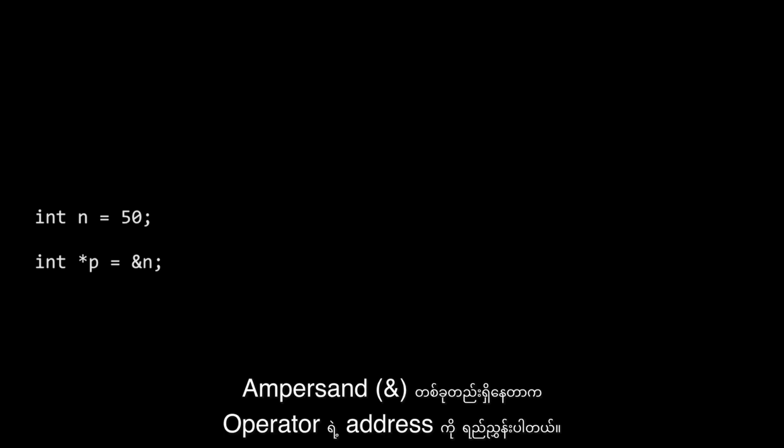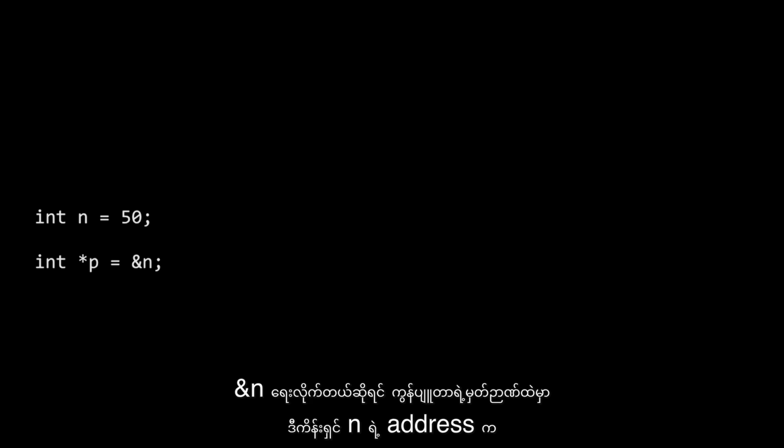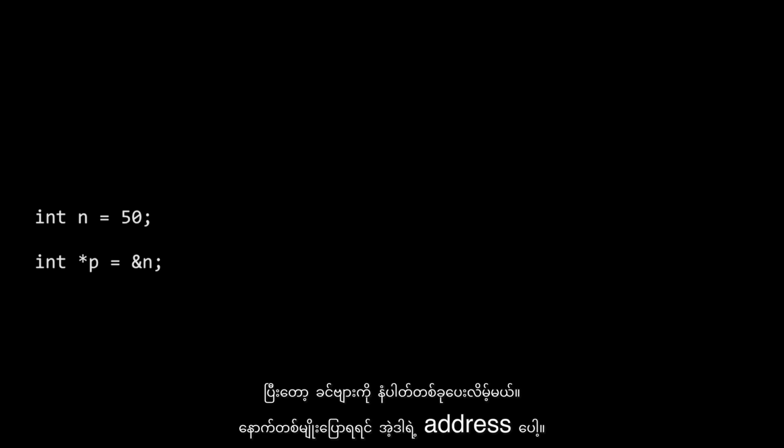A single ampersand is the address of operator. So literally in your code, if you've got a variable like n or anything else, and you write ampersand n, C is going to figure out for you what is the address of that variable n in the computer's memory. And it's going to give you a number, otherwise known as the address of that.